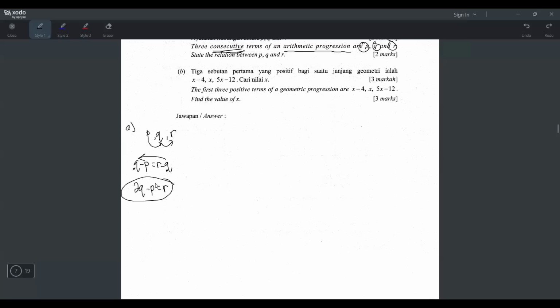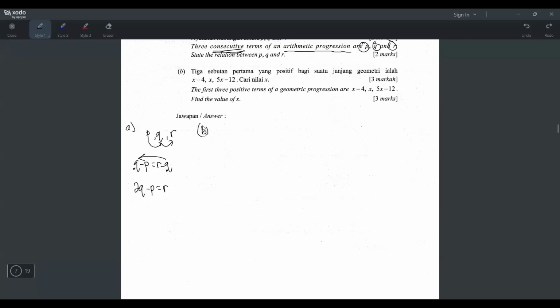So I think you cannot simplify this further, so this is the answer already, right? And I repeat one more time, the question never says they want you to make P single or Q single or R single. They just want to state the relation between PQR. So you can just arrange it however you want. I'll just write it like this, right?